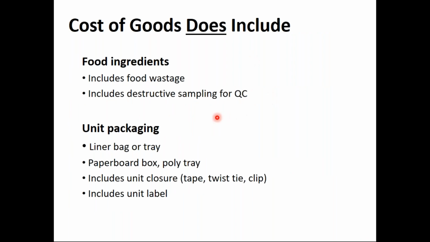So back to what it does include is the food ingredients. So there'll be some wastage as well. Could include destructive sampling. So if you take one muffin out of every batch and tear it apart and taste it and inspect it, make sure it's made right, you would include the cost of that in there. The unit packaging, so that would be packaging, let's say a pack of 6 muffins, so there'd be a tray, maybe you overwrap it, maybe there's a label on top of it. Bread, be the twist tie, the closure label.